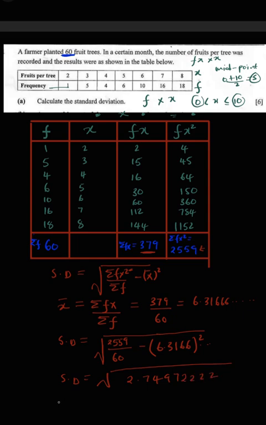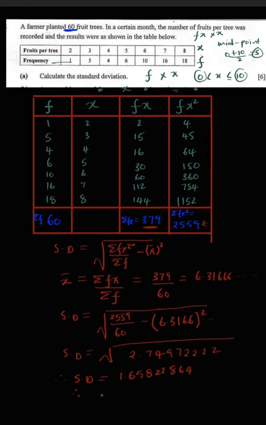So once I do this, I'm finding 2.74972222. Okay, then we find the square root and say therefore SD, standard deviation. So you just say square root. So my answer is 1.65822864. Of course, we can now round off to 3 significant figures because the answer is not exact. So 1, 2, 3. So after 5, we can see there's 8. So we add 1 to 5, becomes 1.66. So this is the standard deviation, and this is how you do it.